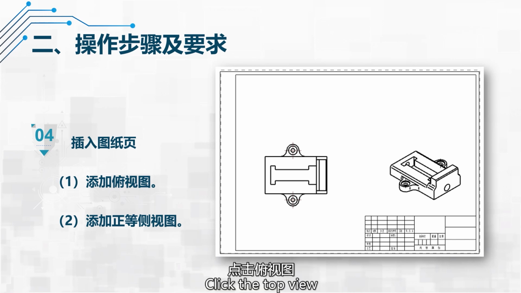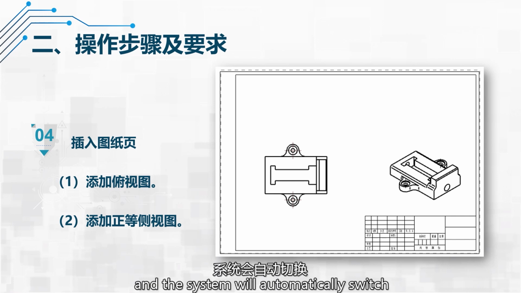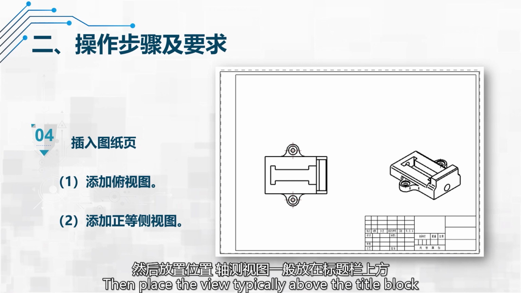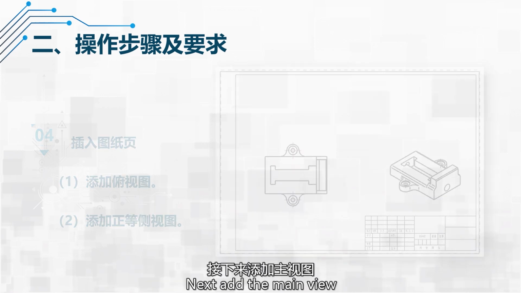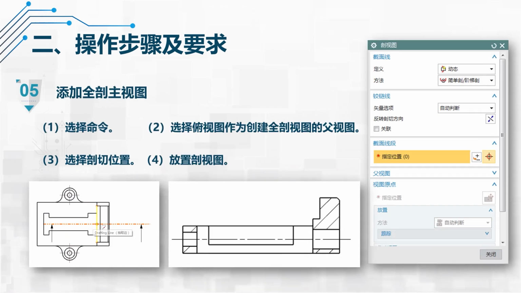Click the top view. Select Orthographic Isometric View from the top-down menu, and the system will automatically switch. Then place the view, typically above the title block. Next, add the main view.